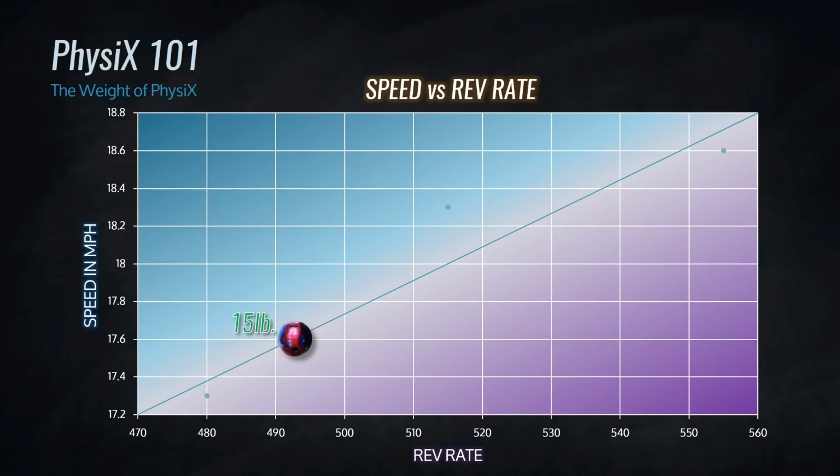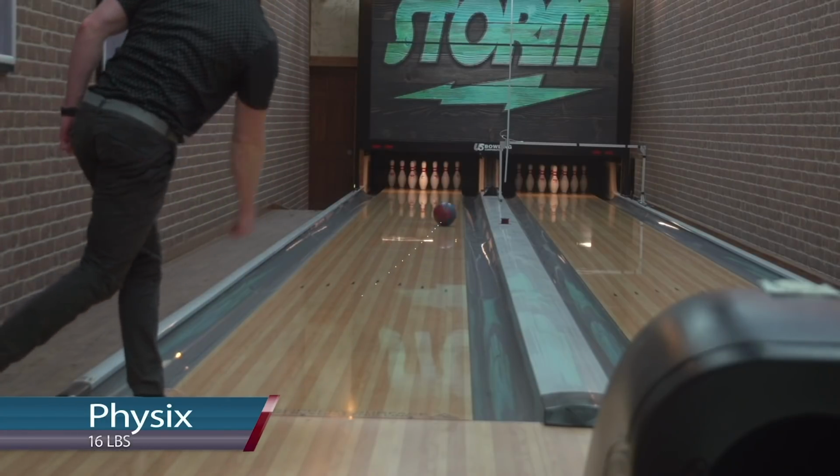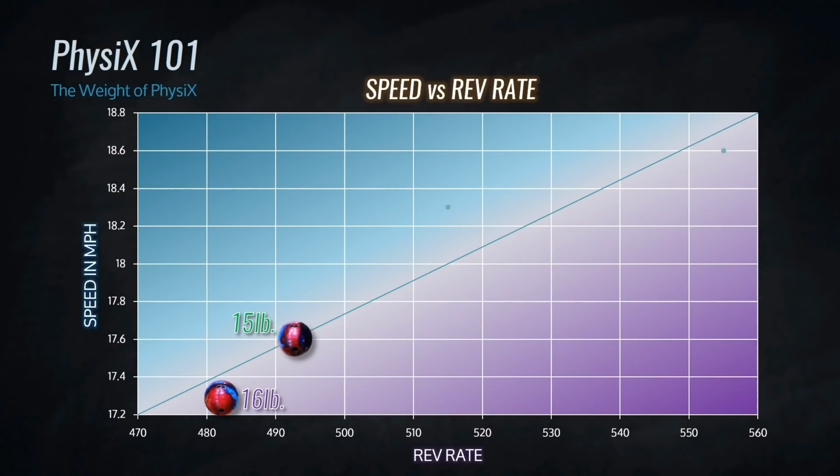But when I went up to 16 pounds, my speed dropped by 0.5 mile an hour and my revs dropped to about 480. Not a big jump, but that 1/2 mile per hour was enough to bump me over into the rev dominant category with the slower ball speed. I had to move in deeper with a steeper launch angle to get the ball to read the lane properly.